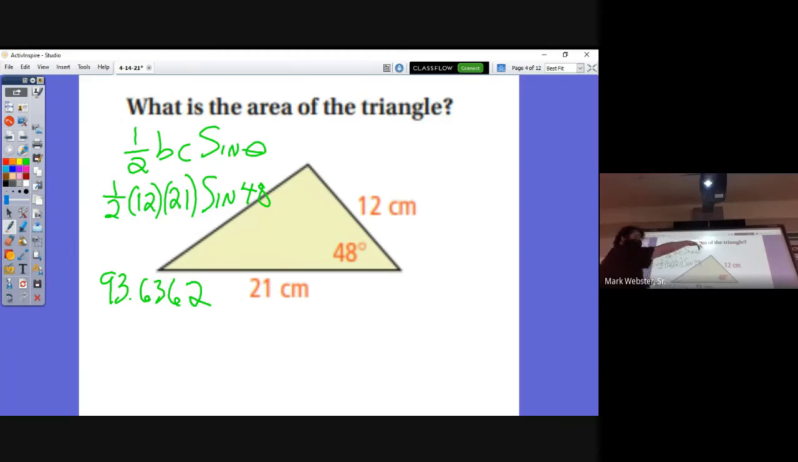My answer here is 93.6362. They don't tell us how to round, so we round to 4 decimal places. Our units here are centimeters, so centimeters squared is the area of this triangle. See how quick that was? Not difficult. We're going to be given all the things, so we can just plug them into the formula.